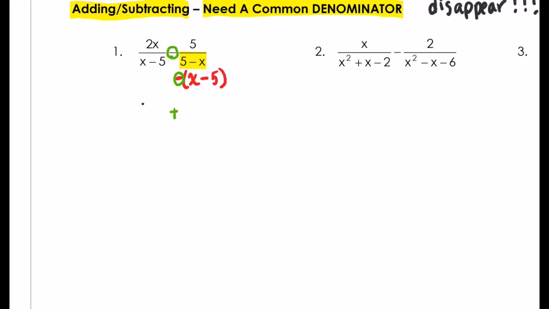And so then I'm going to have 2x over x minus 5 plus 5 over x minus 5. And these have a common denominator now because I dealt with that negative. And so now I can add and subtract the terms in the numerator. And so this turns into 2x plus 5 over x minus 5. And that would be the final answer here.